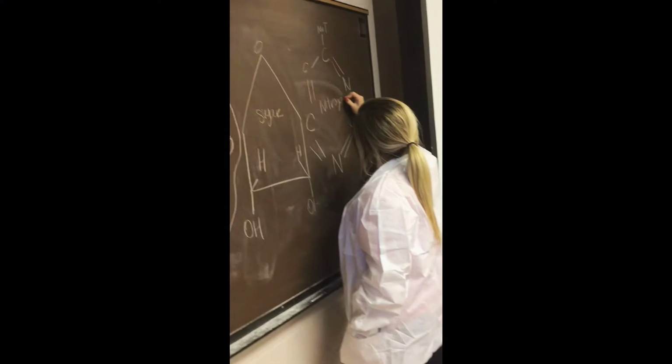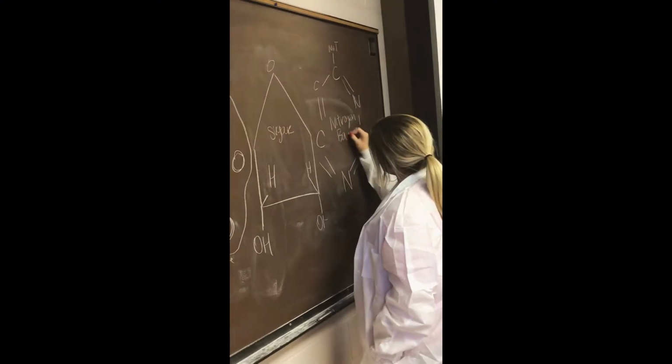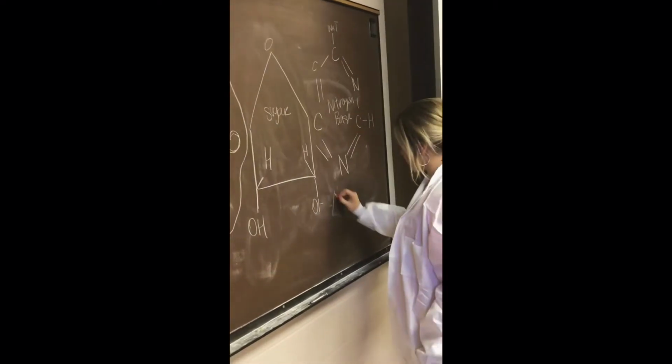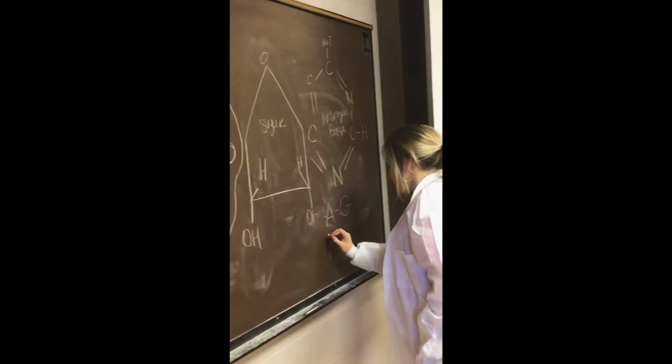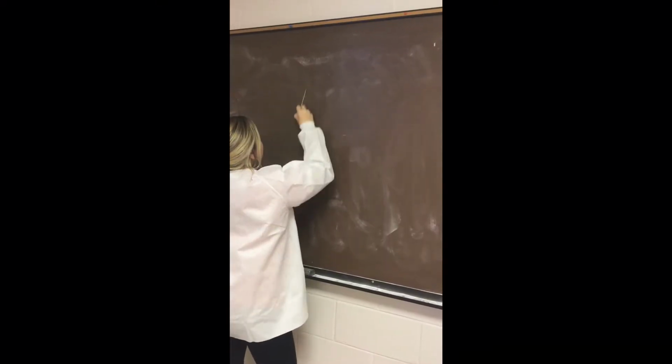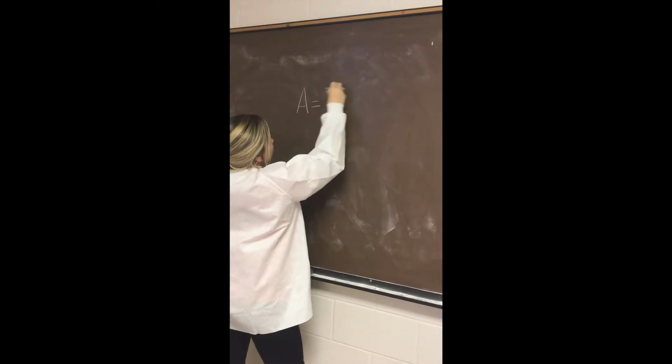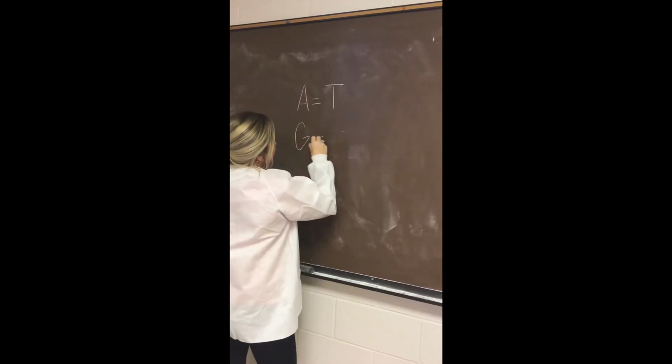They have 2 purines, adenine and guanine, and 2 pyrimidines. The proportion of A always equals that of T, and the proportion of G always equals that of C.